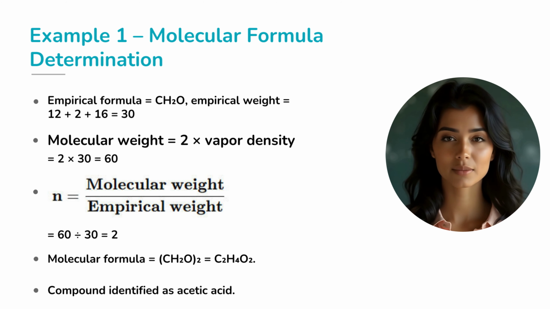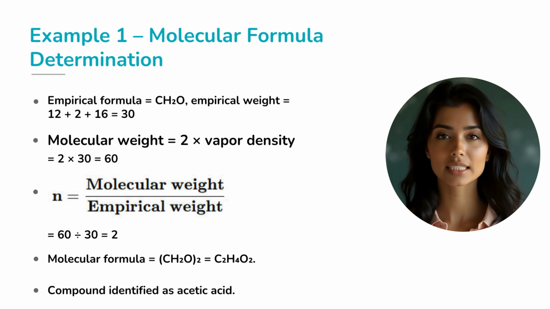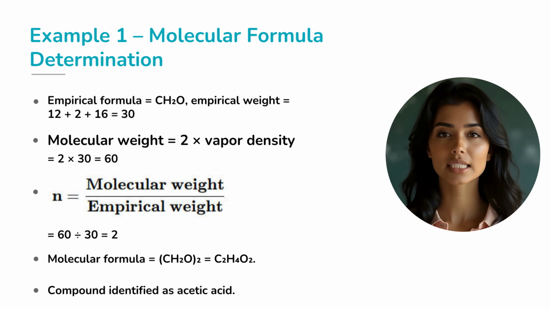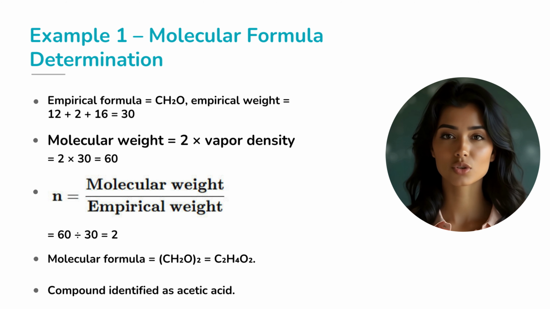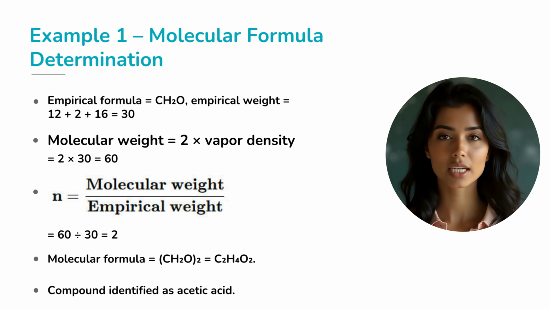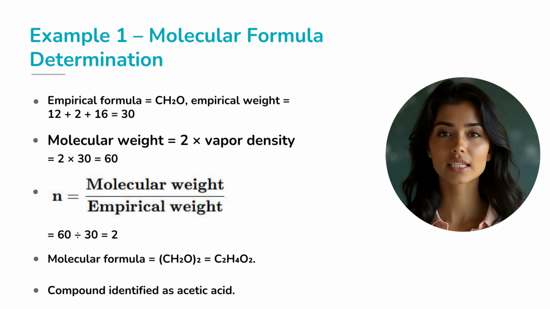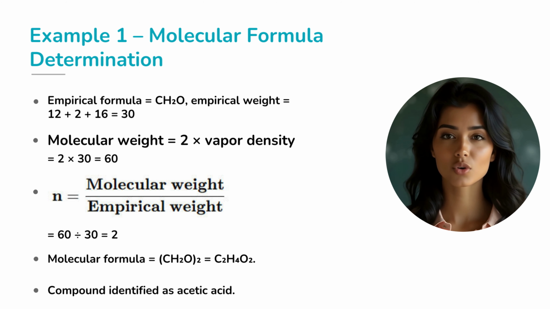Now let's go one step further. The empirical formula is CH₂O. Its empirical weight is 12 plus 2 plus 16, which is 30. The problem tells us the vapor density is 30. So molecular weight equals 2 times vapor density, 2 times 30 equals 60. Now find N: molecular weight divided by empirical weight equals 60 divided by 30, which is 2. So the molecular formula equals empirical formula multiplied by 2. That's (CH₂O) times 2, giving C₂H₄O₂.